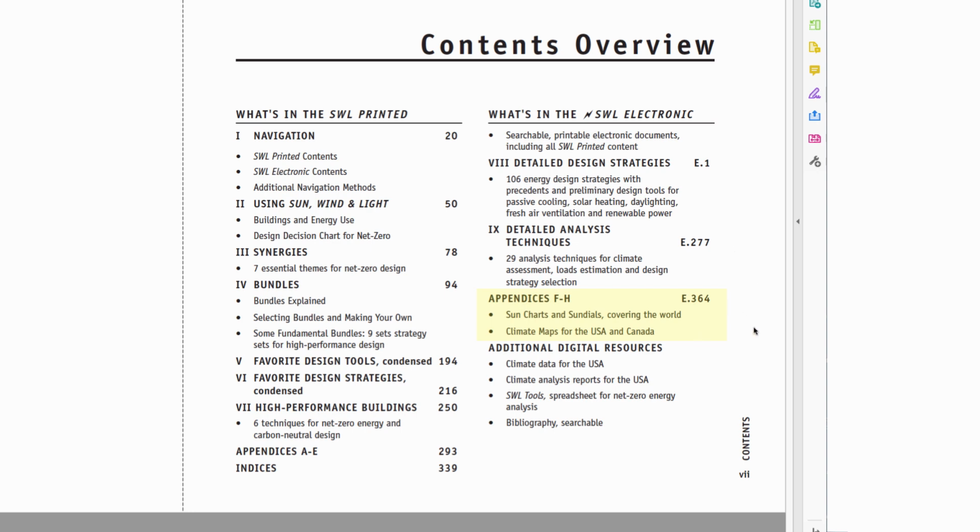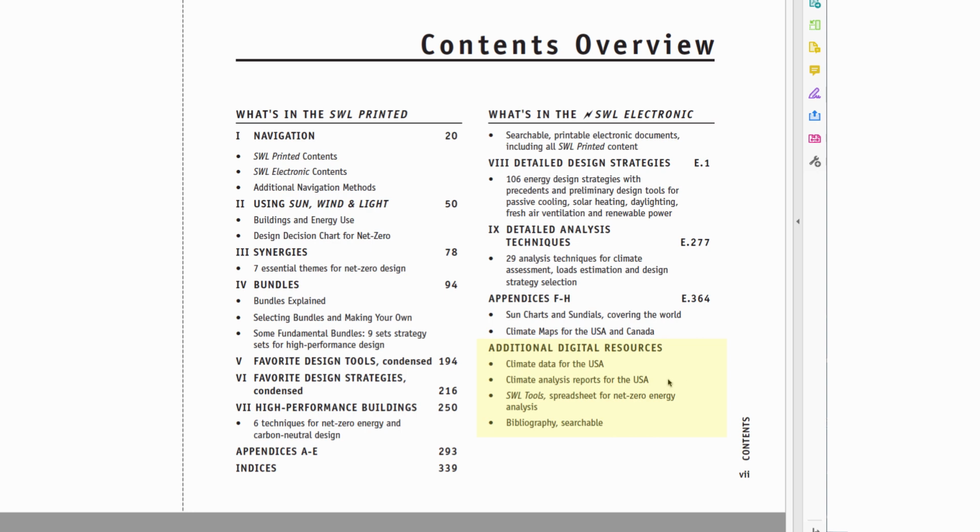Then there's also a companion website. I'll show you that a little bit later. And that has some additional resources. It has lots of climate data on there for representative cities for every climate zone in the United States and Alaska and some in Canada. Some climate analysis reports just for the US. That just takes that data and sort of runs through a basic analysis of understanding the opportunities and constraints in that particular climate.